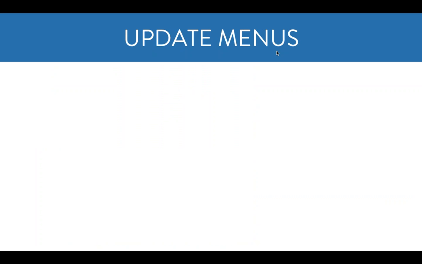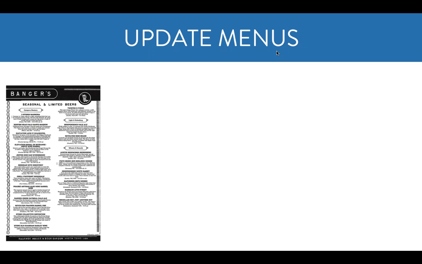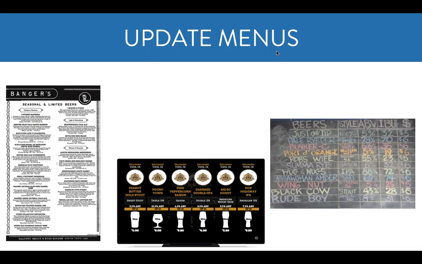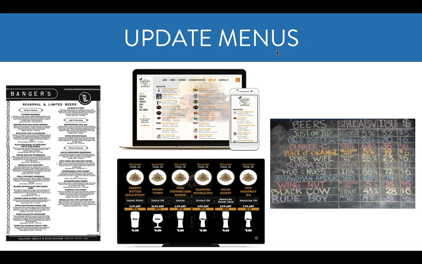Then, no surprise, after doing all of your inventory comes updating your print menus. This is an extremely important task, especially if you have a large rotating beverage selection. You don't want to run the risk of having an out-of-date print menu, digital board, whatnot, and upsetting your patrons. So make sure that you're updating your print menus, your digital boards, your chalkboards, your website menu, and really anywhere else that you share your beverage list with your customers. You want to make sure that that's accurate.